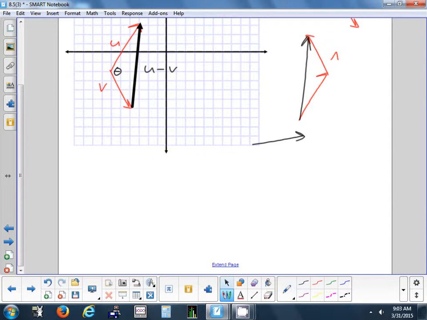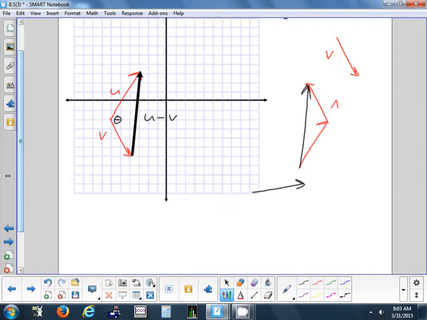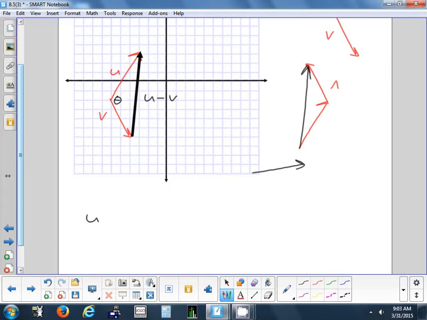Okay, next I want to set up the law of cosines. Using this, think of it as a triangle. Remember, law of cosines says one side squared equals the sum of the other two squared. And you know what, let's start with that. So I want the length of u minus v squared equals the length of u squared plus the length of v squared.